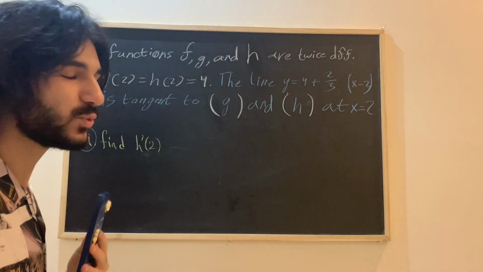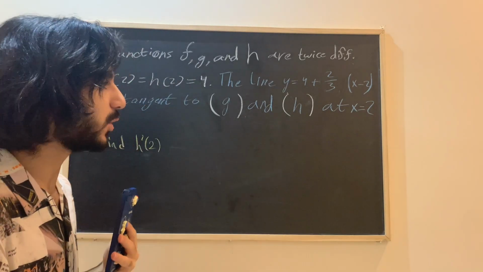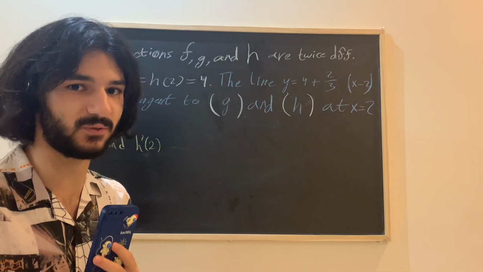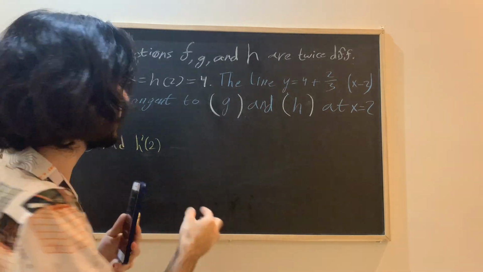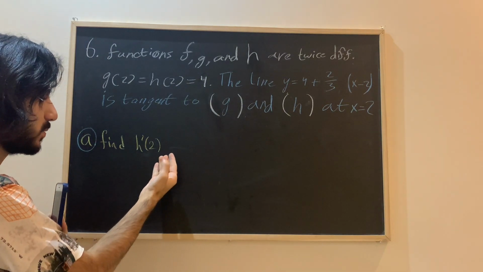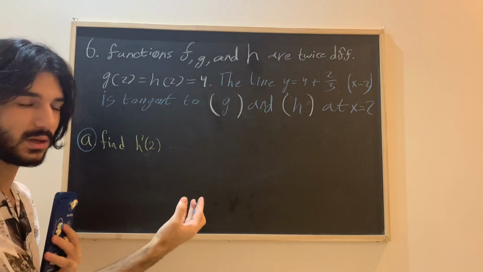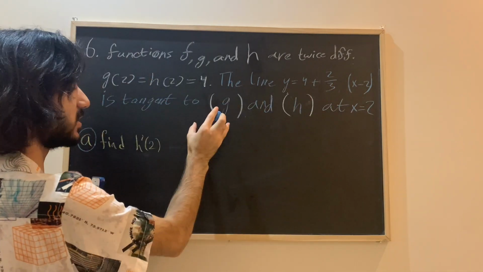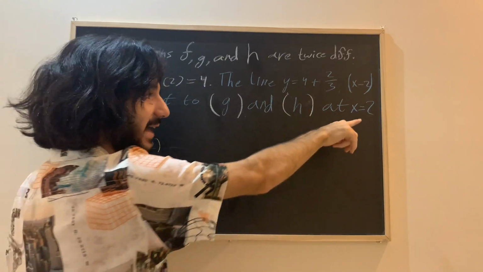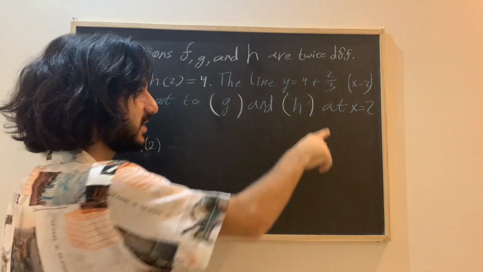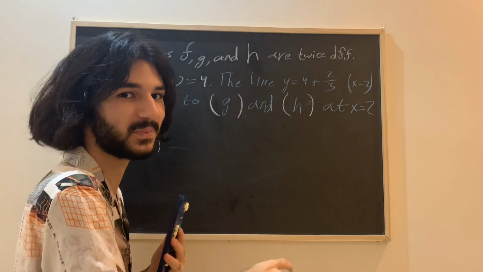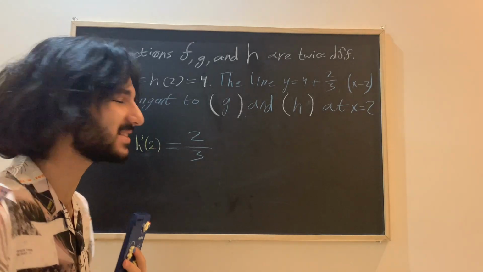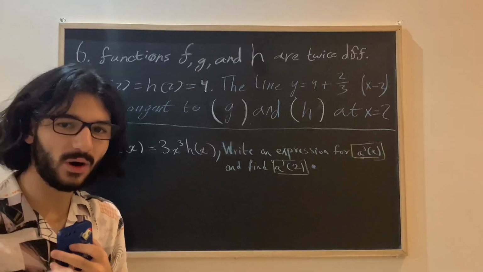Okay, so as we know, this is calculus basics. The derivative is just the slope at a certain point in a function. So they want us to find the slope of h at 2. If you remember, this equation is tangent to g and h at 2, which means we just need the slope, which is 2/3. So the answer is 2/3. And that's it. It's as simple as that. Now on to the next question.